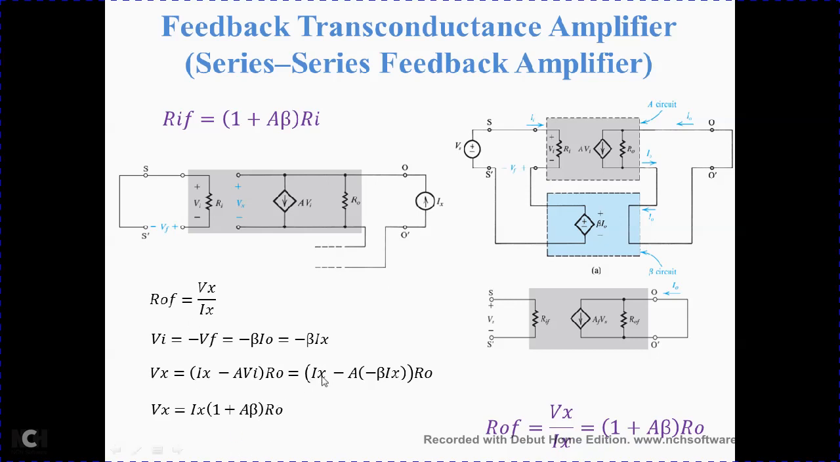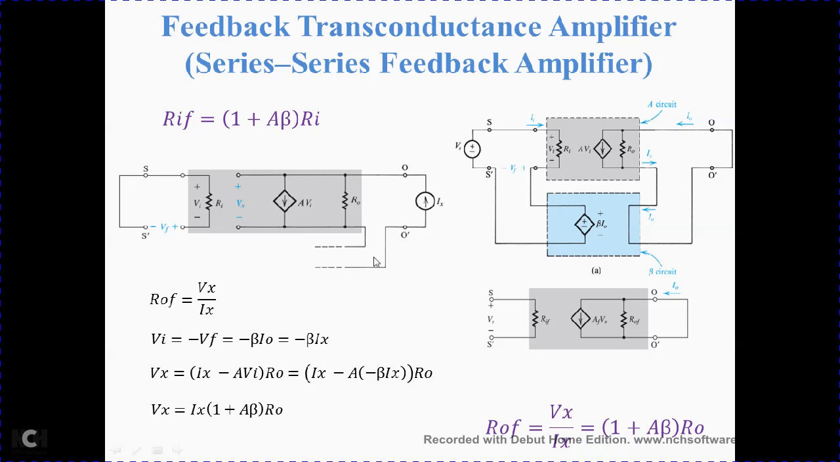Further, what is Vi? Vi is nothing but minus Vf because the input is short circuited. We learned it in the last slide. So Vf is equal to what then? Vf is nothing but beta times I naught. In this case, I am not interested in I naught. I am replacing the output current by a source current Ix. So I naught is replaced by Ix here, so Vi is equal to minus beta times Ix.